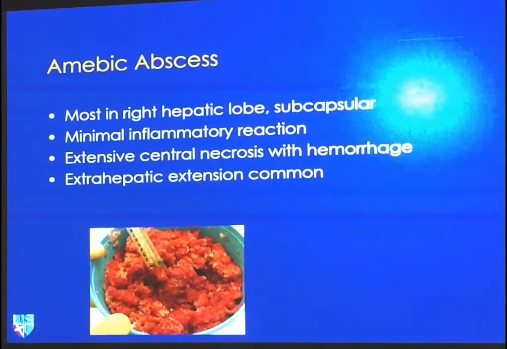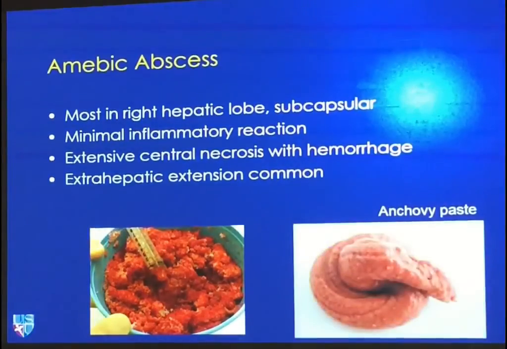So when we have an amoebic abscess, it's most common in the right lobe of the liver, usually subcapsular. We have a relatively small amount of inflammatory response in the liver around them compared to a pyogenic abscess. They usually have extensive central necrosis and hemorrhage. And as you can see in that wonderful picture, the material inside one of them has been likened to anchovy paste. Delicious. And then extrahepatic extension, as I showed you in the CT image, is actually a very common finding.